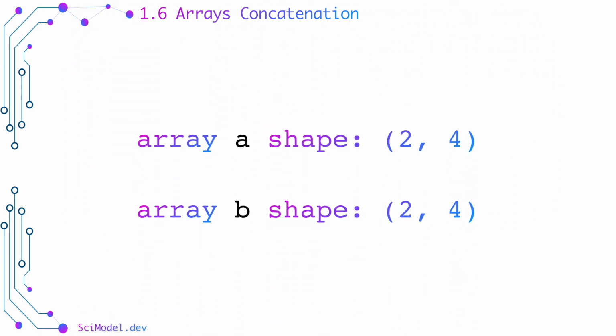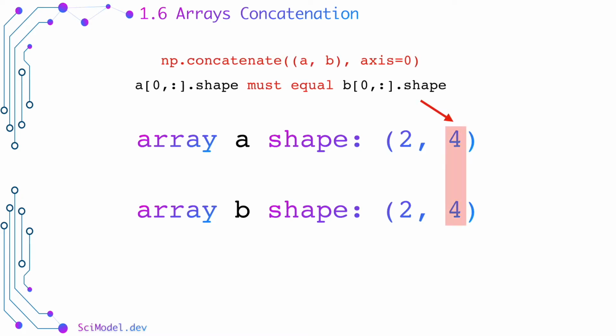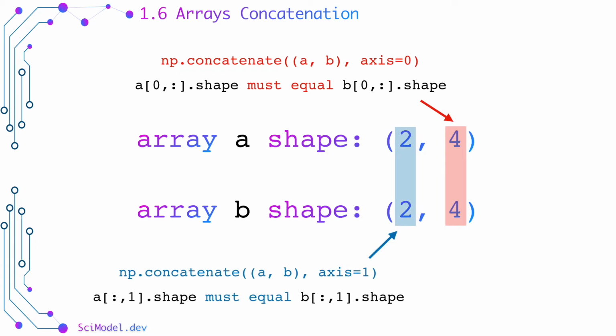When having a two-dimensional array, you need to match the shape of all axes except for the specified one in the concatenate function. Meaning that, if you concatenate two arrays along axis 0, then the length in axis 1 in both arrays A and B must be equal. Similarly, if you concatenate two arrays along axis 1, then the length in axis 0 in both arrays A and B must be equal. Now, let's look at concatenation in three-dimensional arrays.